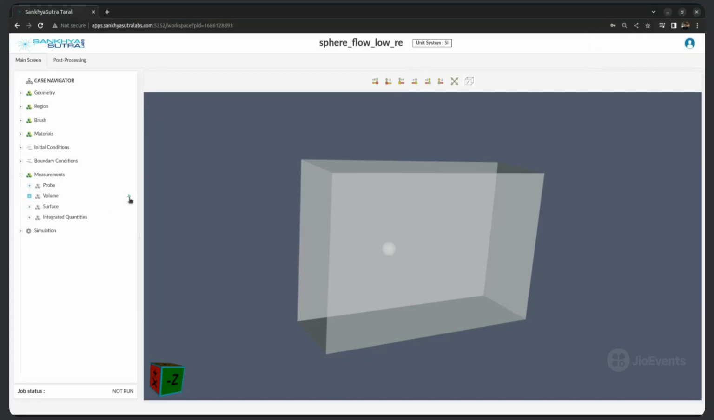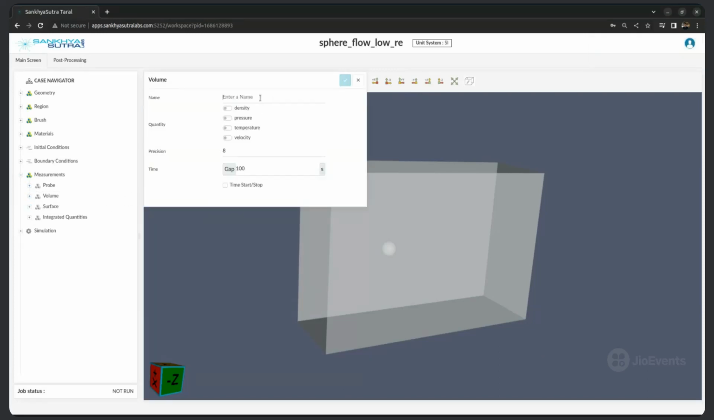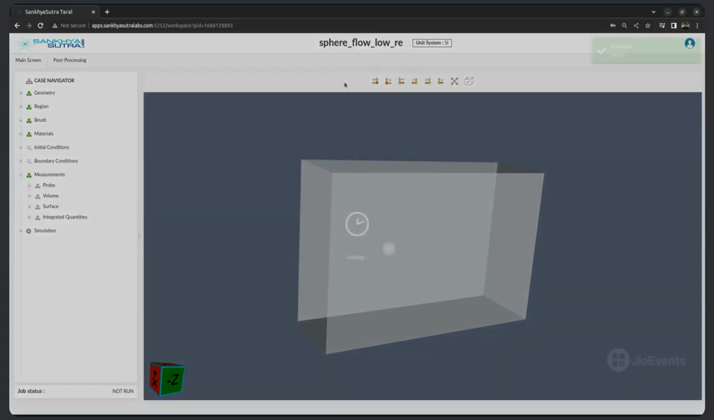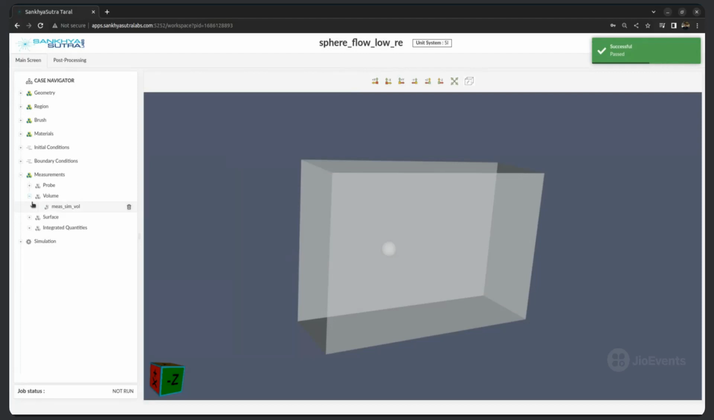And then I'll set up a volume measurement. I'll call it sim wall, let's say. And I only want to save pressure and velocity and density because I know that the temperature is not going to change very much and I don't need to give importance to it. And I'll say I want to save the state of the volume at every 10 seconds. So right now what we do is save the entire simulated volume. So you click apply and that also gets populated here.